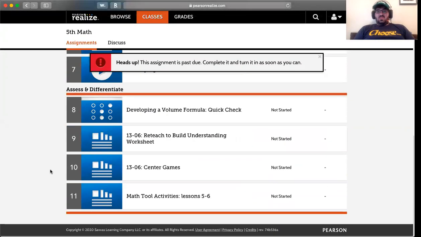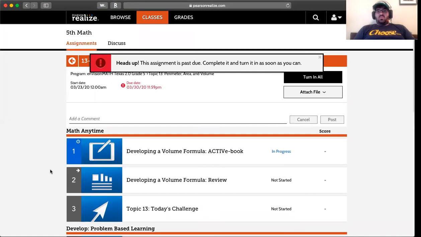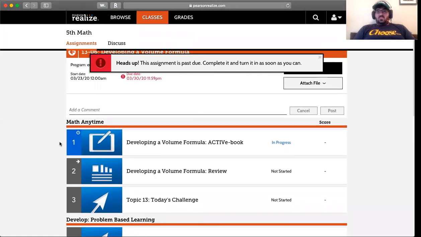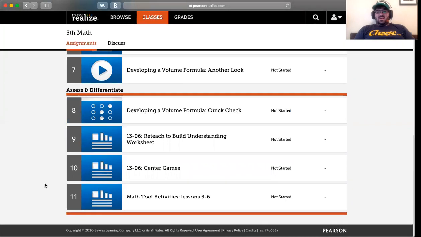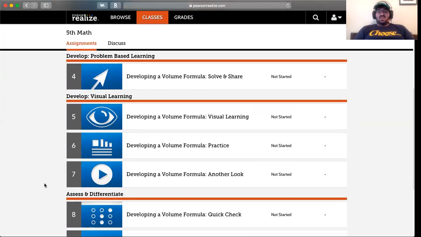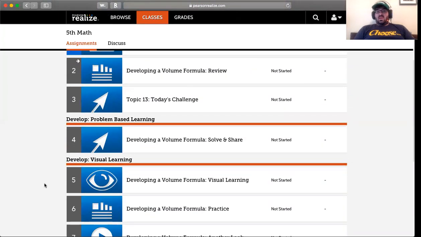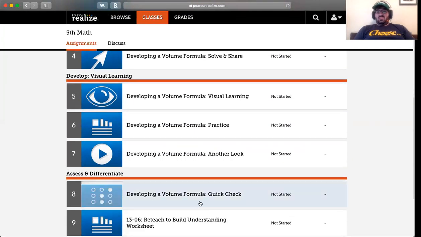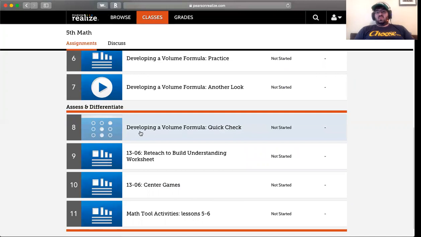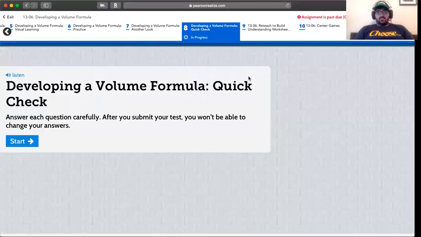Something I did notice, something not good happened with Pearson, but it assigned 11 topics. Now, I did not actually assign 11 topics. I'm not sure what happened, but what I am actually going to grade is just this one right here, the developing a volume formula quick check. So that's what I'm going to click on and go over today. So I'm going to hit start.